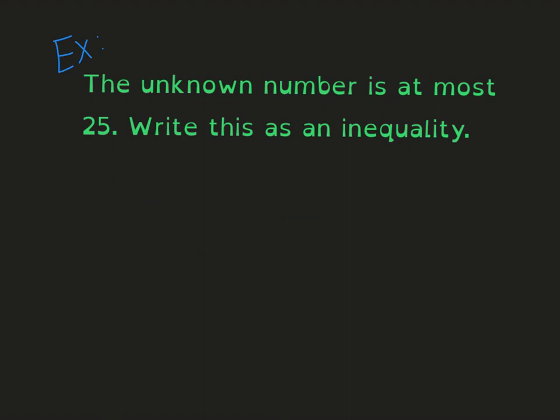Okay, this example says the unknown number is at most 25. Write this as an inequality. So I have an unknown number, so I can make whatever variable it is that I want. I'm going to make it the unknown number. You can make it U if you want to. You can make it N. You can make it X. It doesn't matter. I'm going to use N. And then 25 is my number.